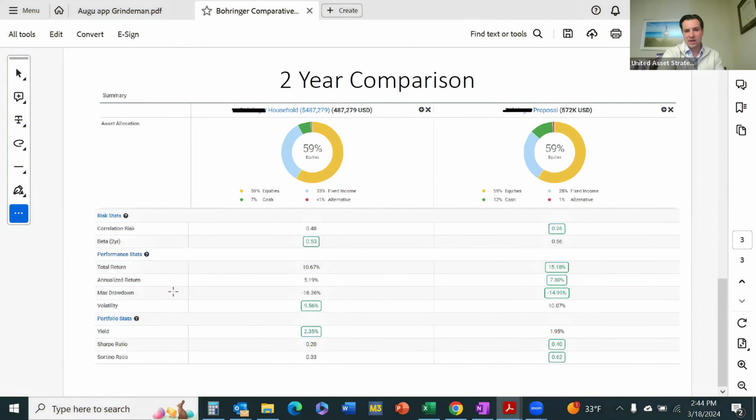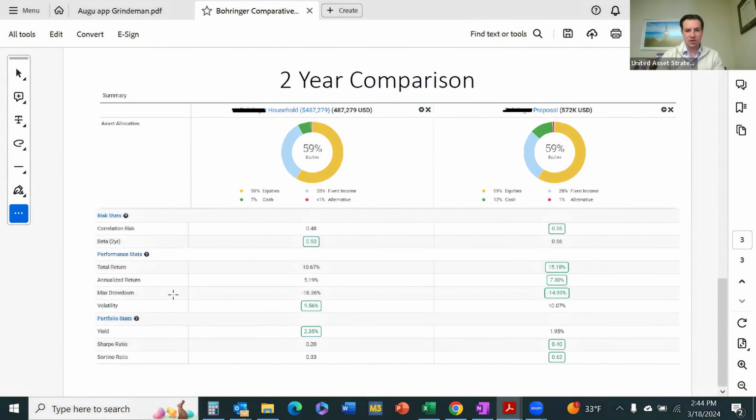So within this, you would be expecting to get a bit of superior performance, but at the same time, there's a max drawdown here. So the next line under, you can see on a max drawdown, it's actually less on the proposed portfolio, just about 15% versus a little over 16%. So that means in the worst scenario over the last 2 years, the right portfolio was only down 14.99 versus 16.36.